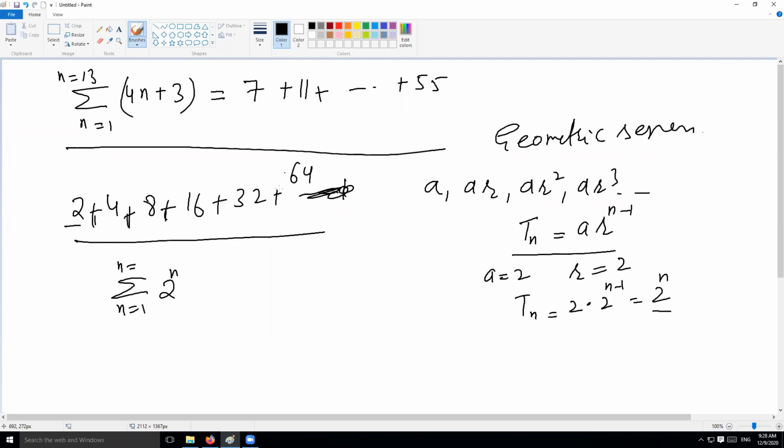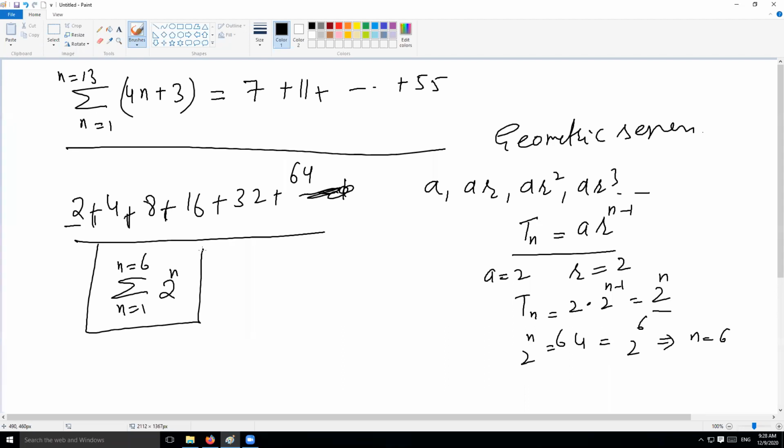What power of 2 will give you 64? In other words, if you have 2 power n equal to 64, then what is n? 2 square, cube, 4, 5, and 6. So n must be 6. So this implies that n must be 6. So the sum should start from 1 and go up to 6. And that's a compact way of writing it. Is it making sense?